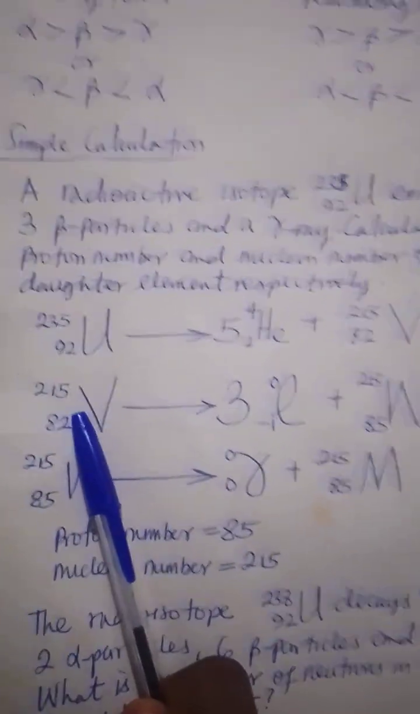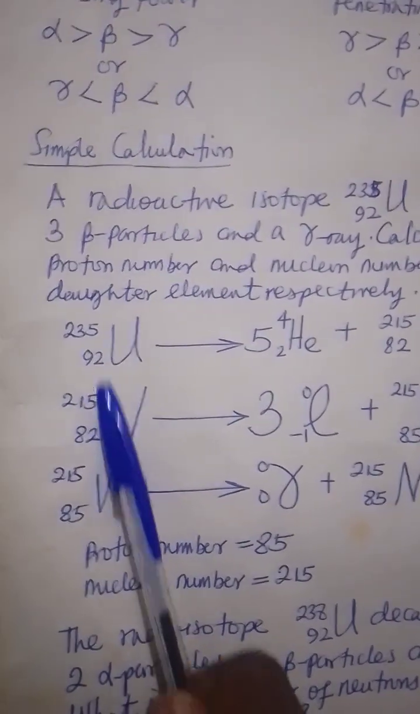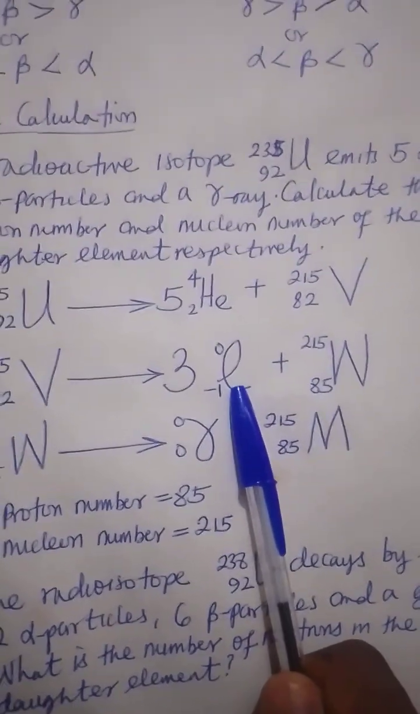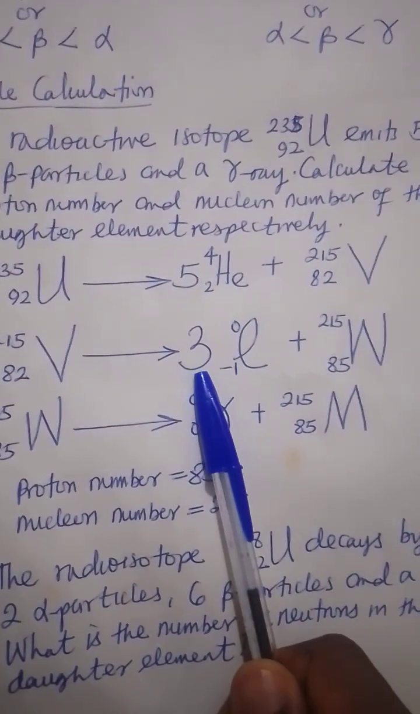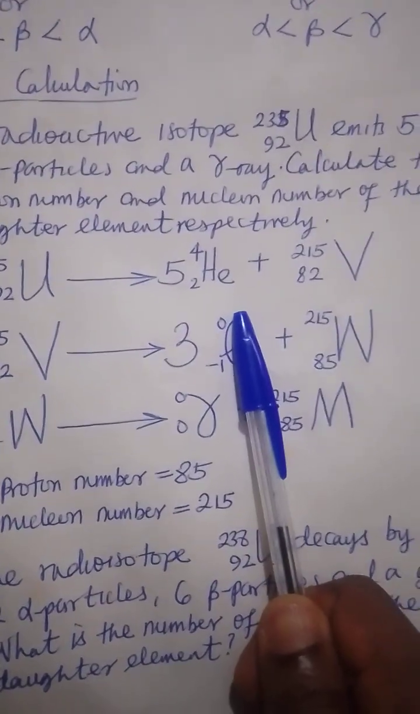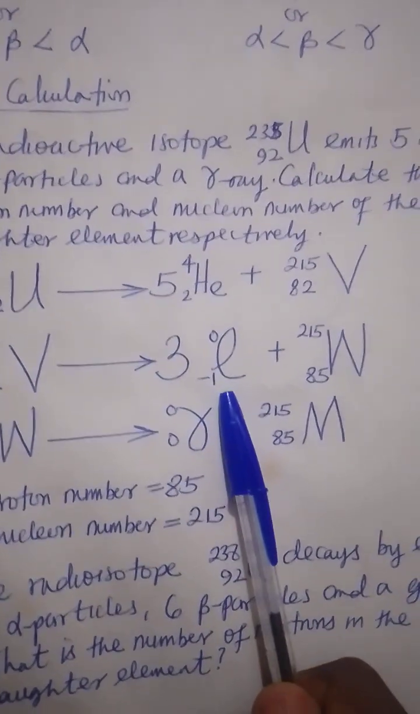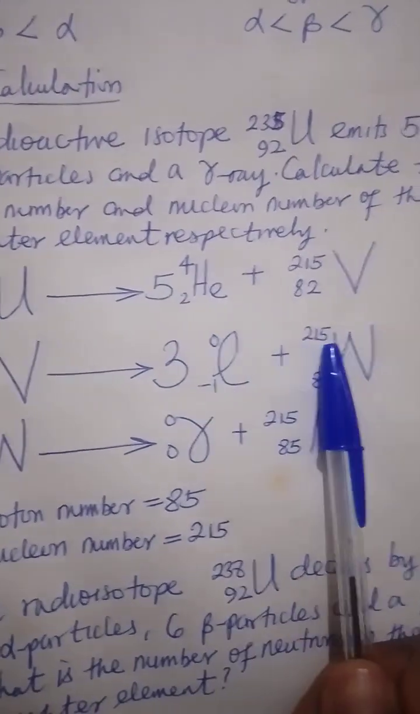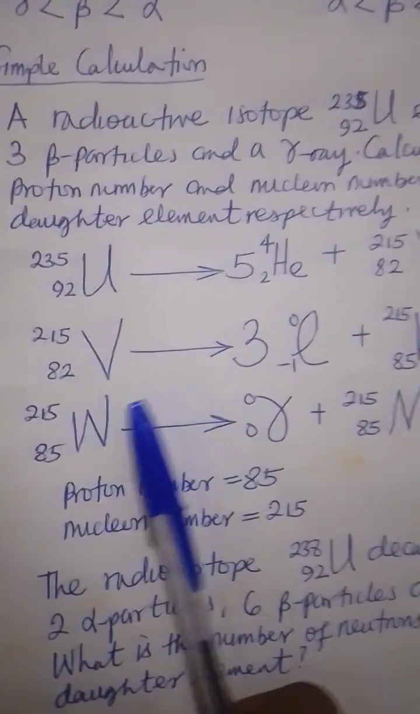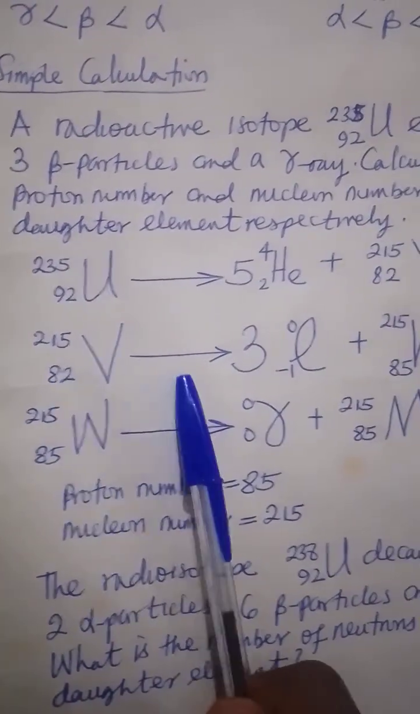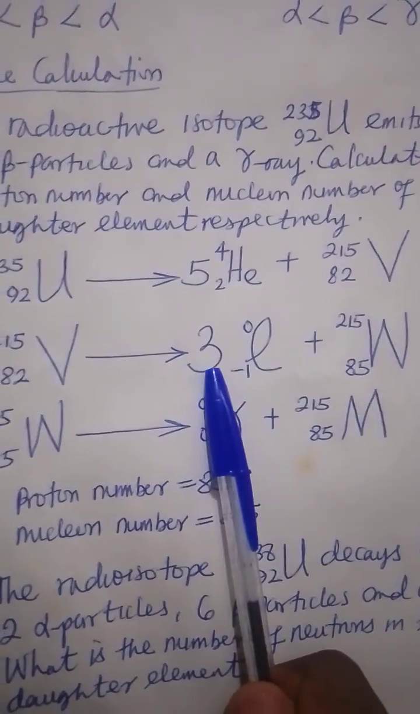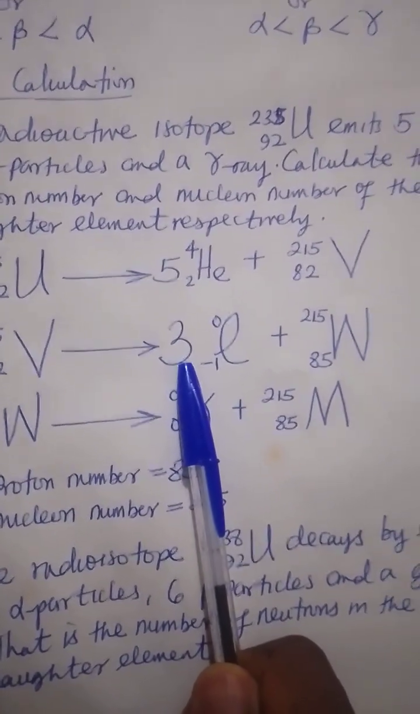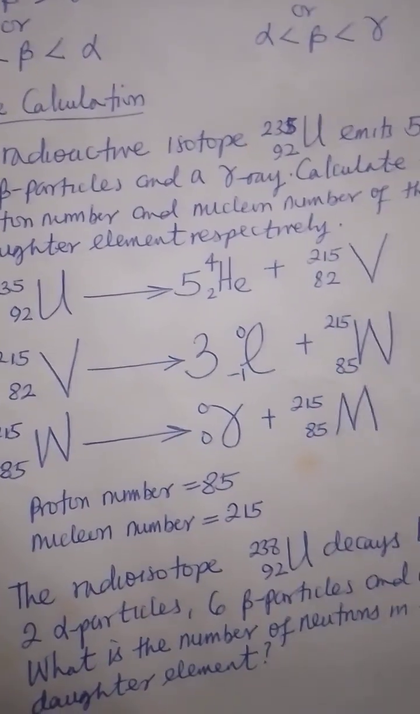The next one is that it emitted 3 beta particles. So this is the symbol for beta particle, and then 3 of it. So 3 times 0 is 0. 3 times minus 1 is minus 3. So we have 215 minus 0. That will give us 215. And then we have 82 minus minus 3. That's 82 plus 3. Minus minus is plus. That will give us 85.